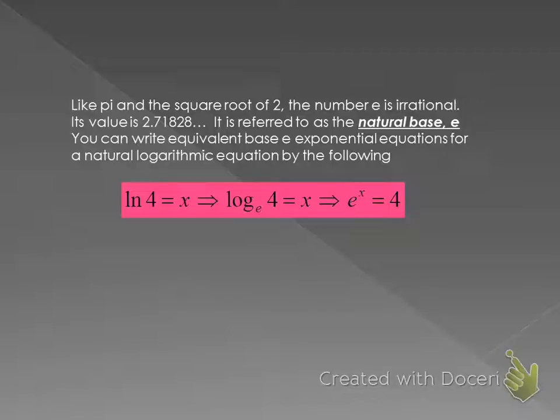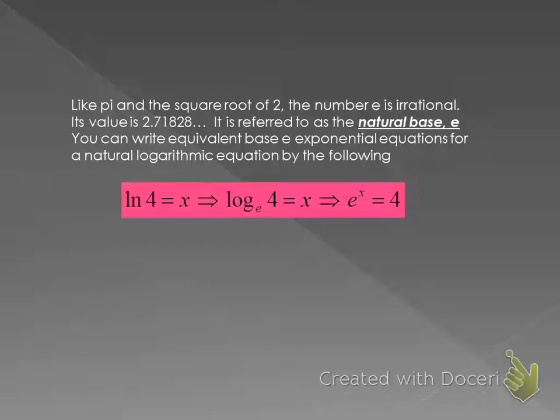Basically, it's referred to as the natural base e for a lot of reasons, which we're not going to get into. You can write equivalent base e exponential equations for a natural logarithmic equation. Basically what it means is this. A natural log, ln of 4 equals x, is just a normal log but with a base of e. So instead of writing log base e of 4, you can rewrite that as natural log, ln of 4. So that's the only difference. Like how common log has a base of 10, natural log has a base of e. It's just fancy writing, okay?